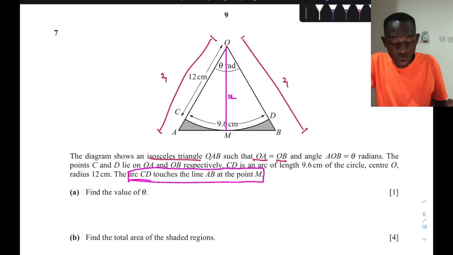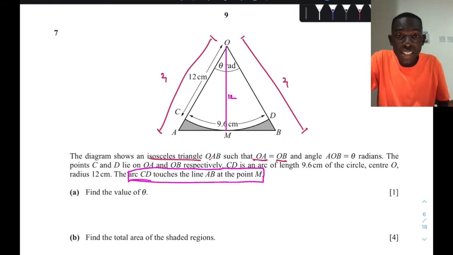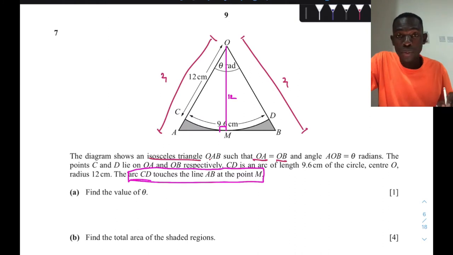Because the shape OCD is actually a sector. So the fact that it's touching AB even makes it easier for us. Why? Because we can get a right angle triangle. When we have a right angle triangle, we get to do a lot of things. We can use a lot of trig ratios here. So you take your time.